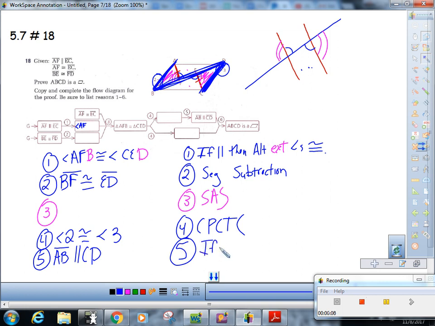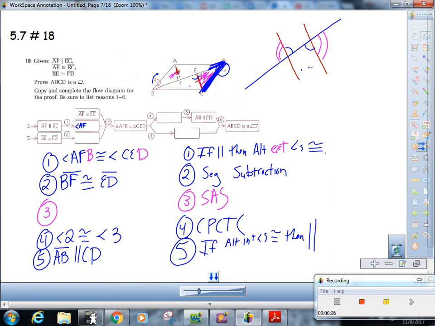Keep going, Kevin. You see the Z there? The N? Those are interior. So if alternate interior angles are congruent, then lines must be parallel. Okay? Alright, so let me undo my scribbles.